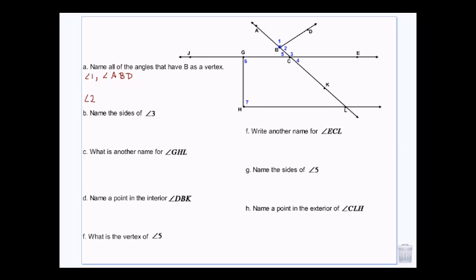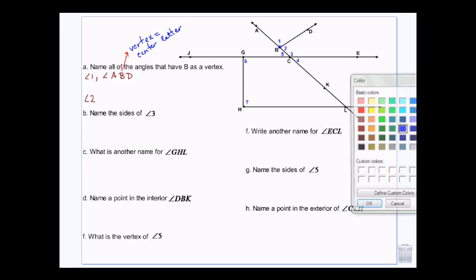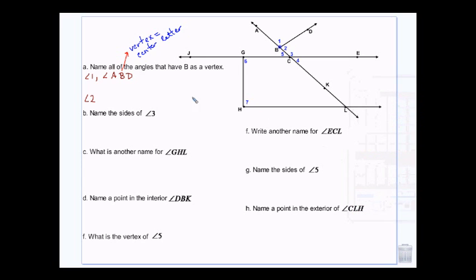So what we need to be careful of is when you're naming an angle with the letters, the vertex has to be the center letter. That's very important. Okay, so the order of the two ends doesn't matter, but the vertex has to stay in the center. So I can call that ABD, or I can call it DBA. But the B has to be in the middle. Always. The vertex is always in the center.